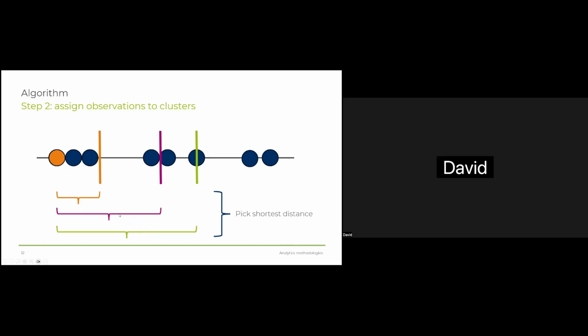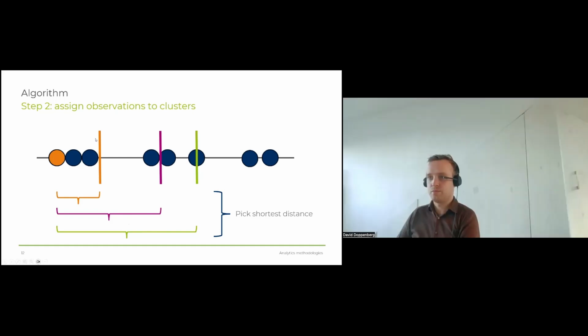How does it choose where to put that vertical line? That's random. It's random.